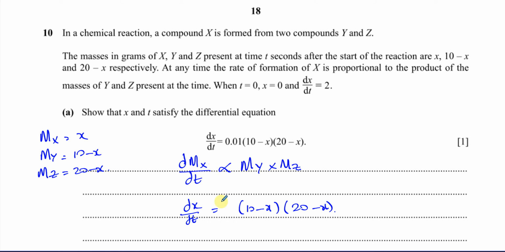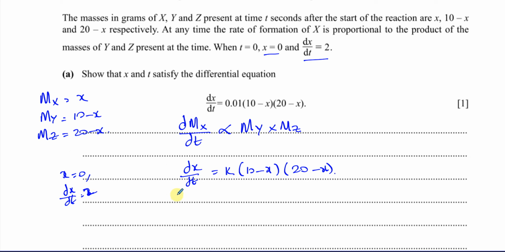Now, we need to find what k is. We need to show that k is 0.01 and we're done. So how do we find that? Well, we can use this information here. We know that when x is 0, dx/dt is 2. So we can replace dx/dt with 2. That's k times 10 minus 0 and 20 minus 0. So we have 2 equals 200k. Therefore, k is equal to 2 over 200, which is 1 over 100, which is 0.01.